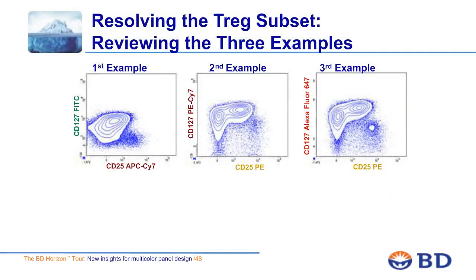If you think of the progression that we've done here, we've taken a panel that looked pretty bad by just throwing some reagents at it. We took the concepts of using bright reagents with dim markers and dim reagents with bright markers. We got to the second example, significantly improved, but in terms of the population we cared about, not great. And in the third example, we used all the knowledge we had and the metrics of understanding spillover and spread to tighten that population, because that's the population we care about. We actually have a little bit less resolution of some of the other detectors, but we don't care about that.